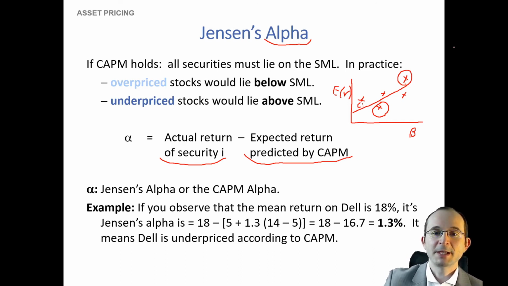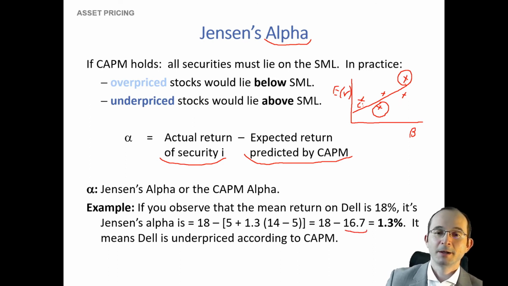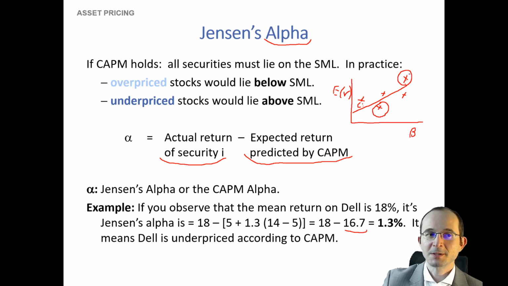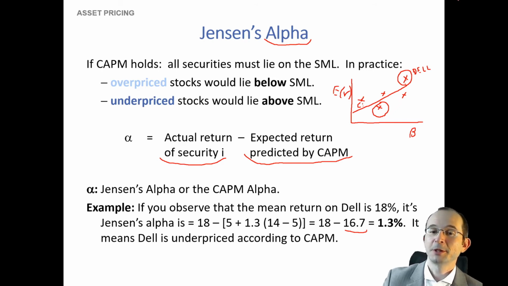Let's go back to our example of Dell. Let's say that we know that the expected return to Dell according to the CAPM was 16.7% per year. Let's say that the actual return to Dell is about 18% per year. Well, then that means that Dell is one of these stocks above the security market line. It is underpriced because it actually returns a greater amount than it should in equilibrium. Therefore, its price is below what its equilibrium price should be.